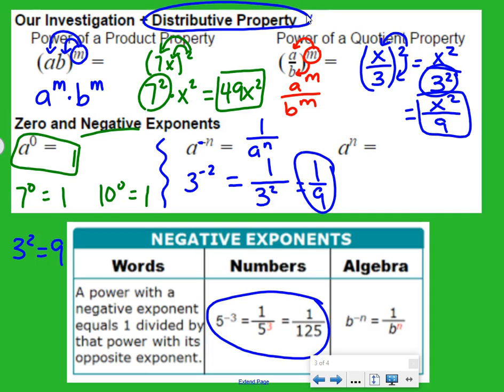Lastly, a to the positive n power is 1 over a to the negative n. So if we were given 1 over a to the, so let's change that to a number, 1 over 2 to the negative second power, we always want to have positive exponents. So since this is in the denominator, to make it positive, we move it to the numerator, which would then be 4. That one you won't see as often, but this one you really want to know. Okay?